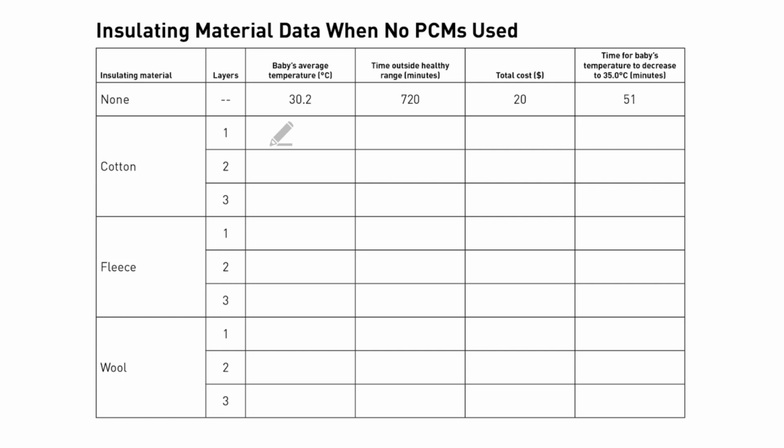What else do you observe? Possibilities would include wool is very expensive. 2 layers of cotton have the same effect as 1 layer of fleece. More layers of cotton do not increase the number of minutes, so it might not be worth using it.